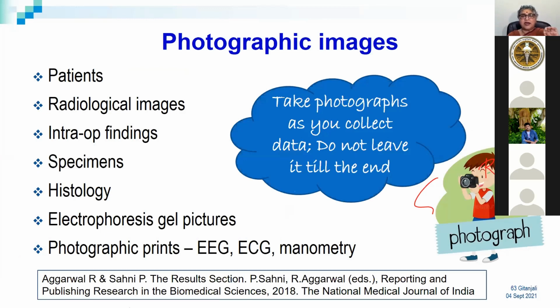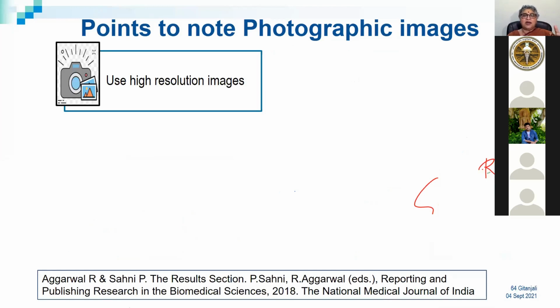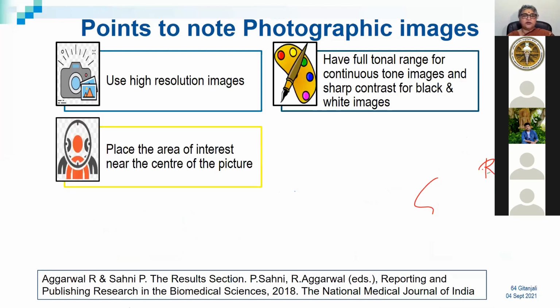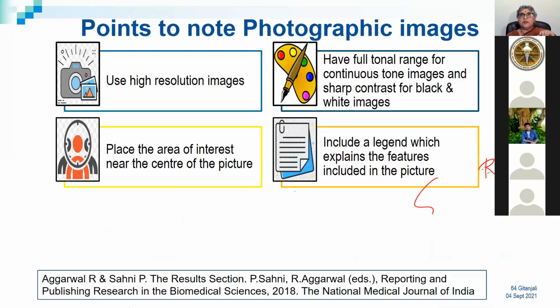Do not try to send them as WhatsApp images because it loses quality. Even with the phones nowadays, you can take good quality images. Please import them into your drive or something and keep them there, because you need high quality, high resolution images, and they should have the full tonal range of colors if you are going to use color. And the area of interest should be the center of the picture. If you are pointing to a cell or some kind of cells, it should be in the center of the picture.